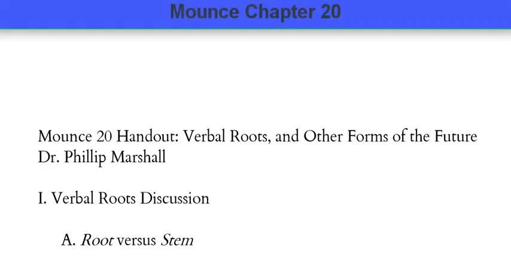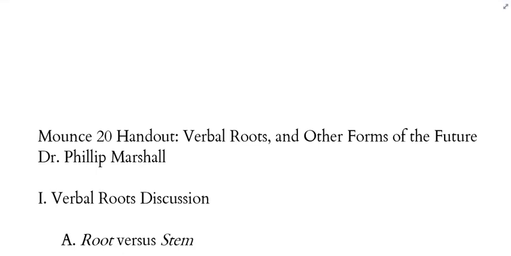So Mounce chapter 20. Go ahead and open the Mounce textbook up as well to Mounce chapter 20. You're going to find that on page 167. Now, this chapter is entitled Verbal Roots and Other Forms of the Future. And again, that's Mounce's title. It's not my title, but I am going to cover all those as well.